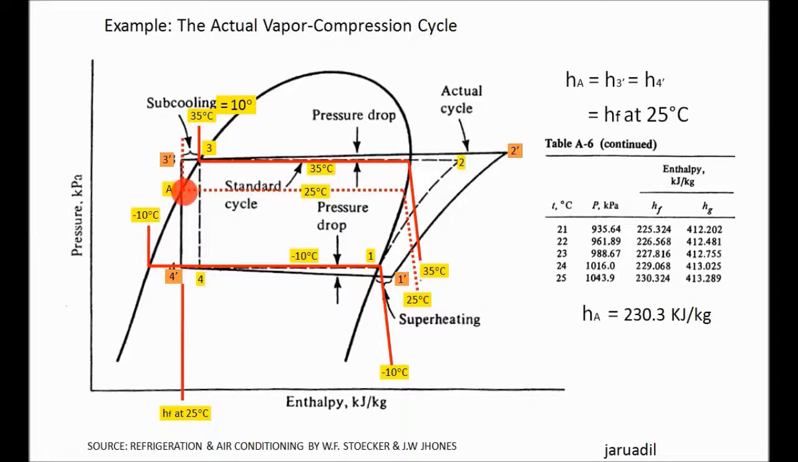So, kung makuha mo yung A, HA, makukuha mo rin tong 3 prime at 4 prime. So, HA is equal to HF at 25 degrees kasi nga nandito siya sa saturated liquid line. So, pupunta ka doon sa table, hanapin mo yung 25, makikita mo HF is 230.324 or 230.3 kilojoules per kilogram. So, sana naintindihan niyo yan. Ulitin niyo na lang yung video, panoorin kung hindi niyo masyado naintindihan yung explanation.